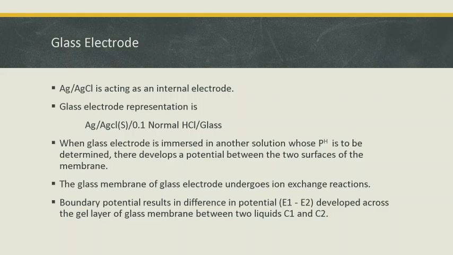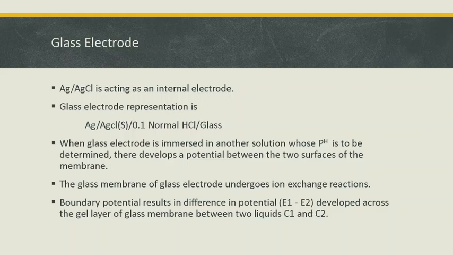Because of the potential developing after we dip this glass electrode in a solution, it develops two types of potential, that is E1 and E2. E1 is the potential outside the electrode, and E2 we take as the internal potential.